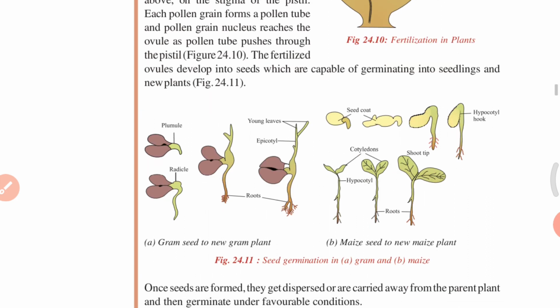This picture shows the germination of a seed. You can see this by putting a seed into water. For example, green gram or any other pulse. When we put it in water, after a few days it starts germinating. We can plant it into soil for getting new plants.